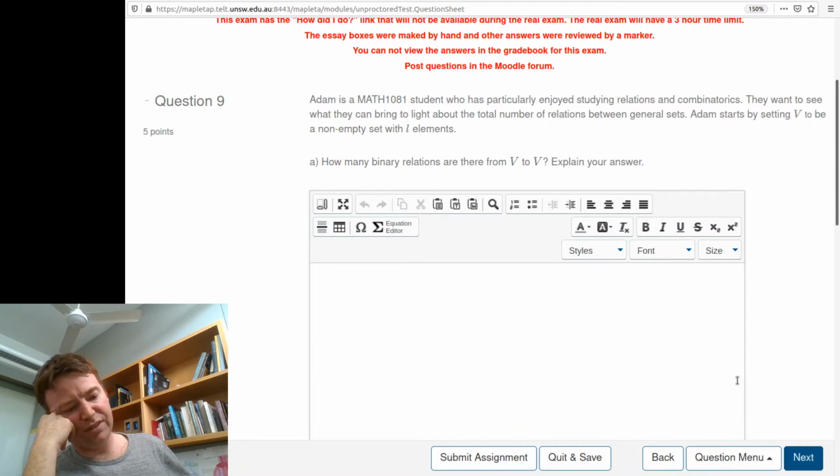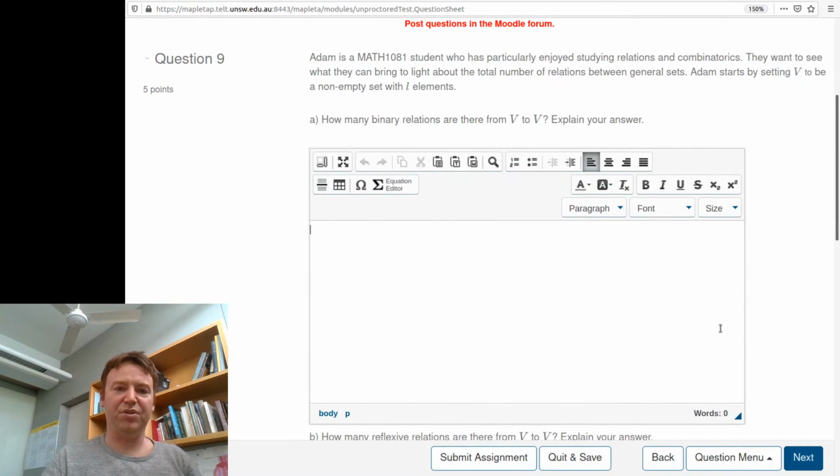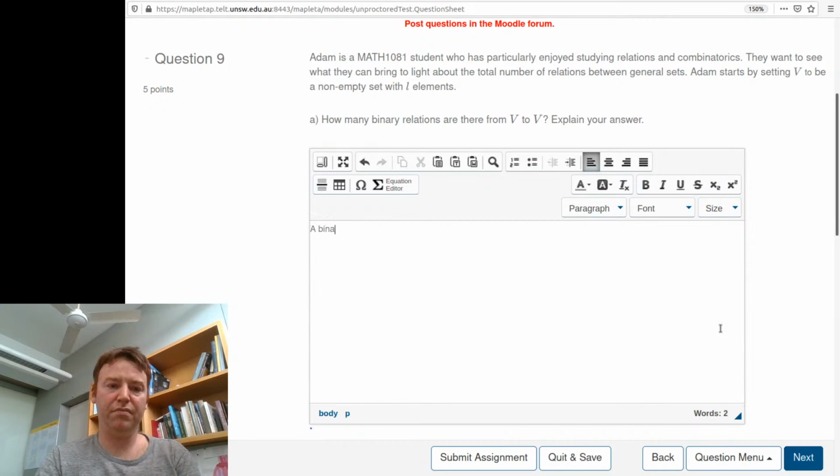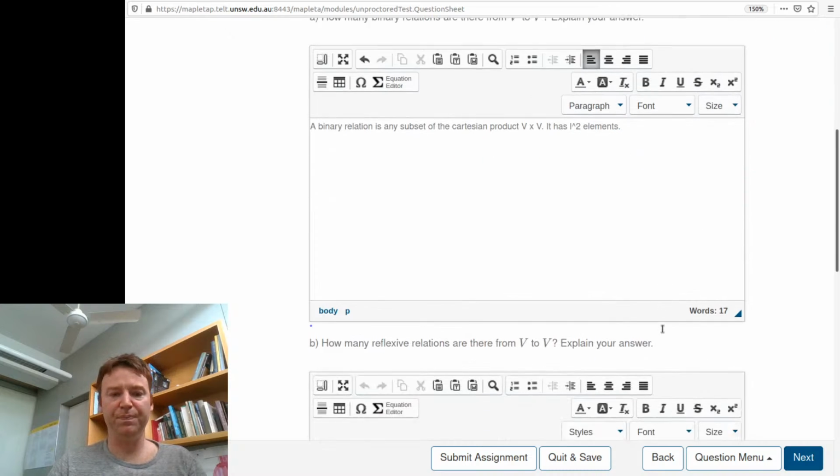Okay, so remember, a binary relation doesn't have the full structure of a function. A binary relation is any subset of the Cartesian product. It has L squared elements. Okay, fair enough. Binary relations are just any subset of the Cartesian product.